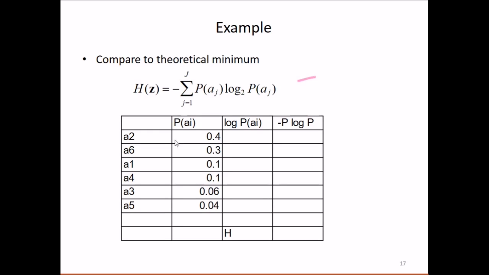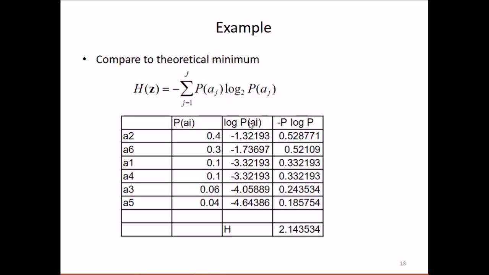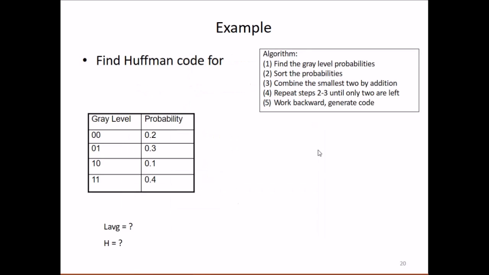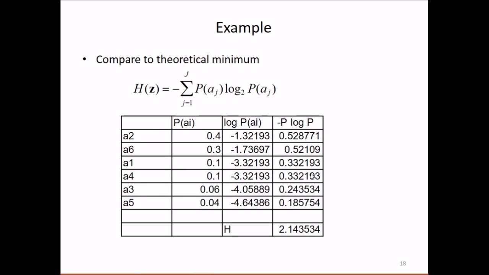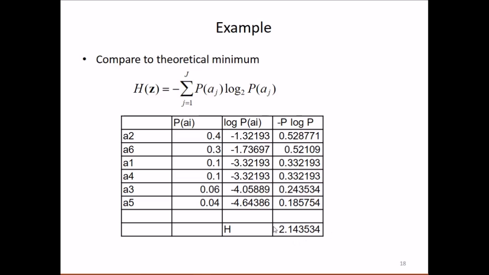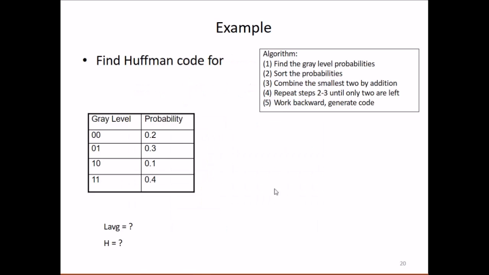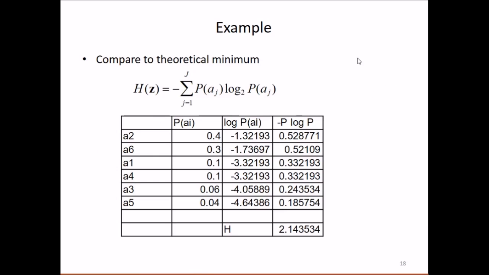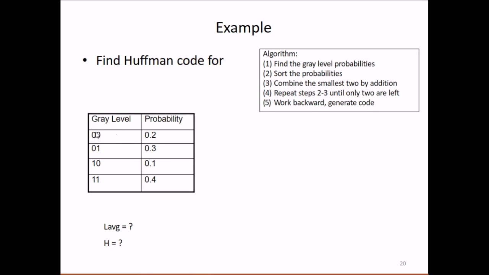So what we'll do, we'll take the log of this p_i, and minus sum of p_i log p_i, we add them. This is 2.14. So we have achieved a very good 2.2 rather than 2.14. This is always a good value. Now we can find out the Huffman code. How to find out the Huffman code? We have these gray levels and these are the probabilities.